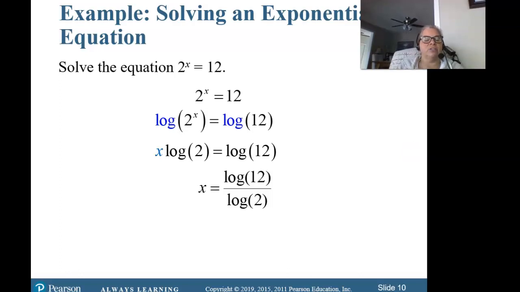Now, divide each side by log of 2, and we know that x is going to be equal to log of 12 divided by log of 2, which means when you plug that in your calculator, you would see that x is approximately 3.5850.